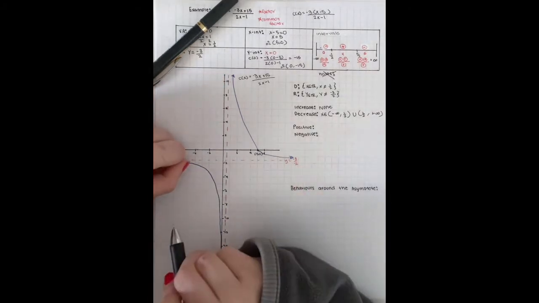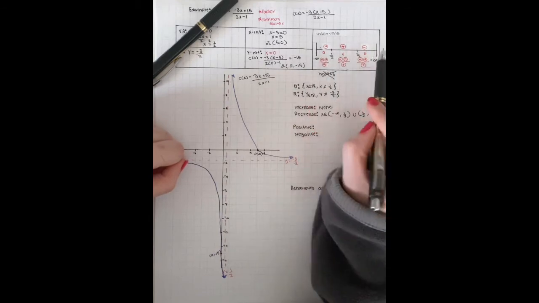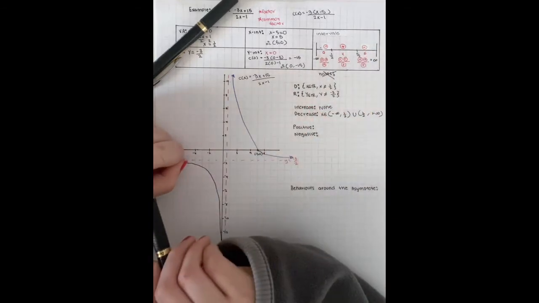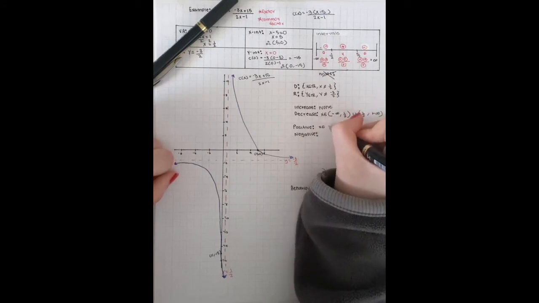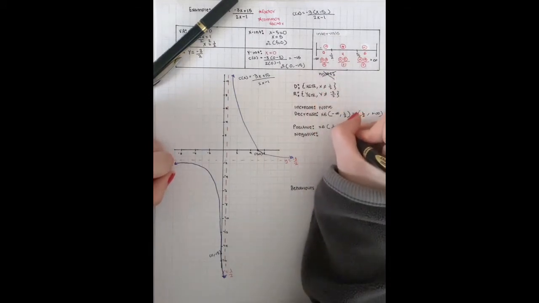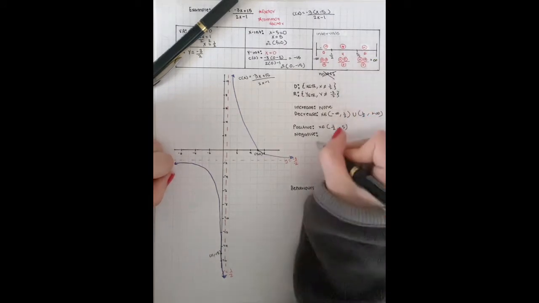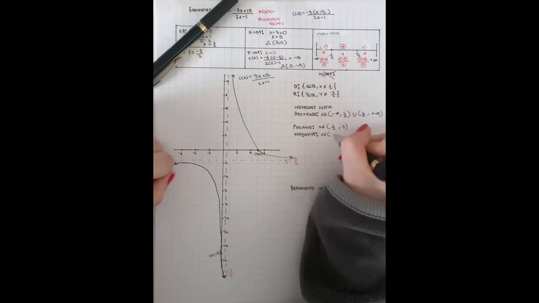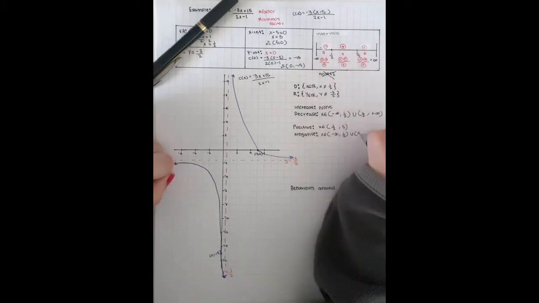For positive and negative intervals, we just look at our number line. So the first and the third interval are both negative, and then the middle one is positive. So from a half till 5, it's positive, and it's negative from negative infinity until a half, union from 5 to positive infinity.